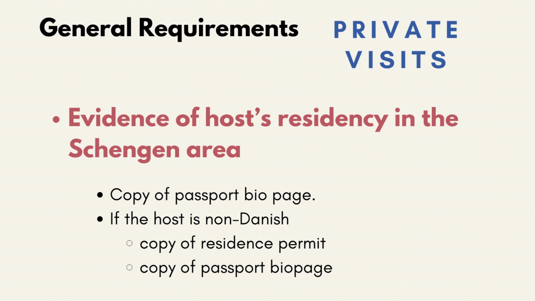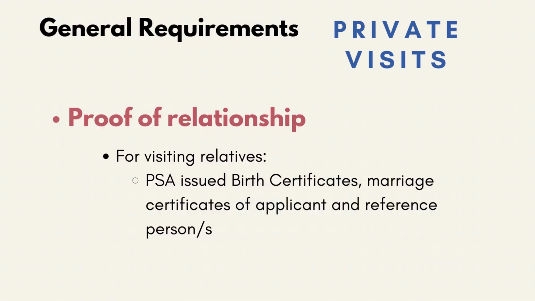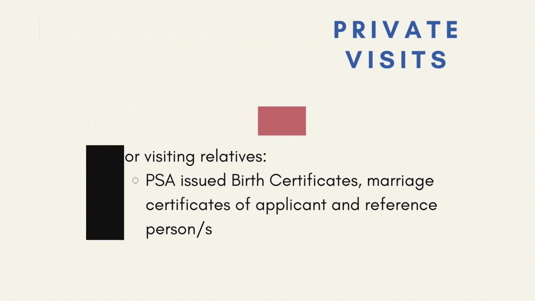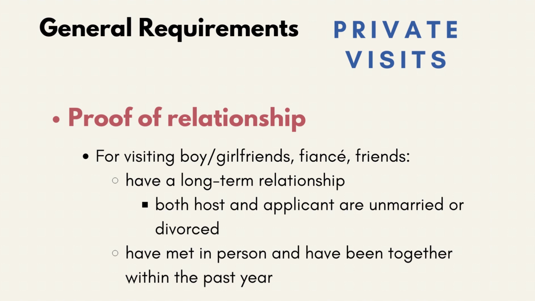As proof of your relationship to the sponsor, if you will be visiting relatives, supply a copy of, let's say, if you're visiting your brother, your birth certificates, and if you're visiting your spouse, your marriage certificate. In the event that you're visiting your boyfriend, girlfriend, fiance, or friends, you can supply any of the following documents.